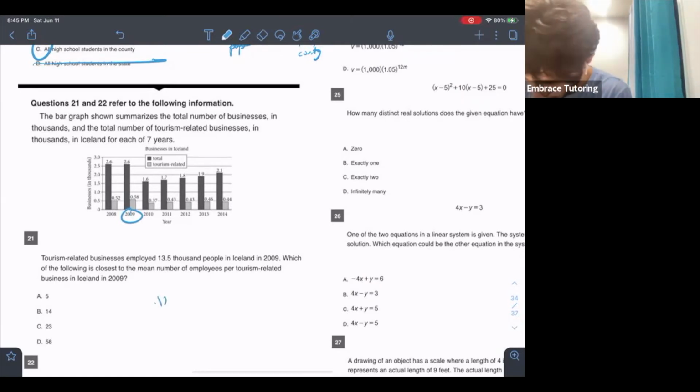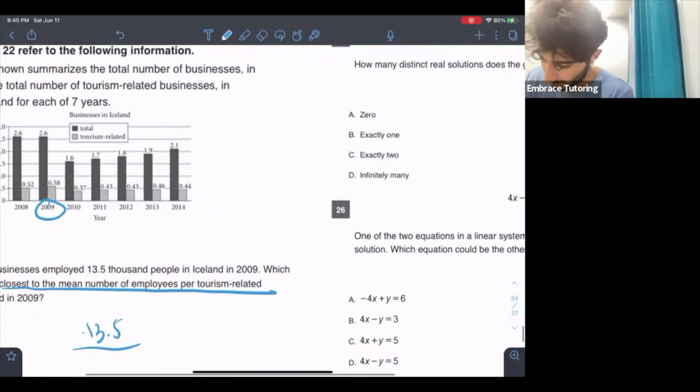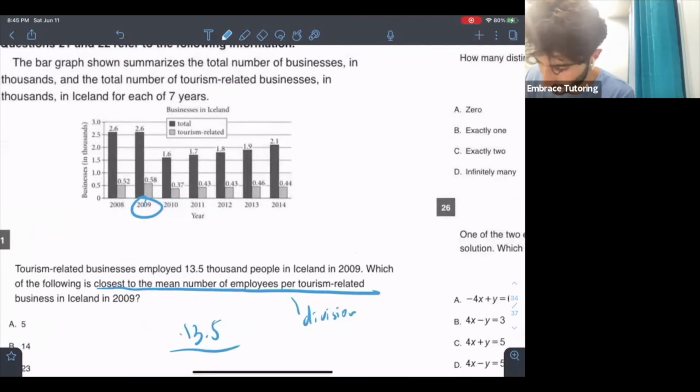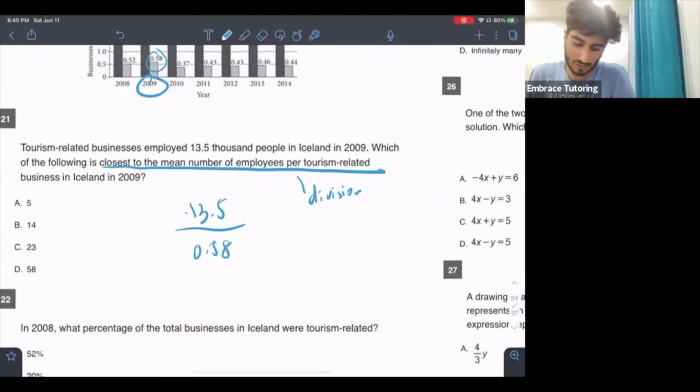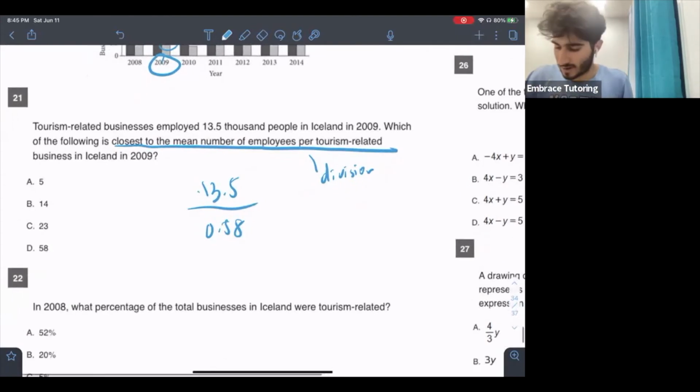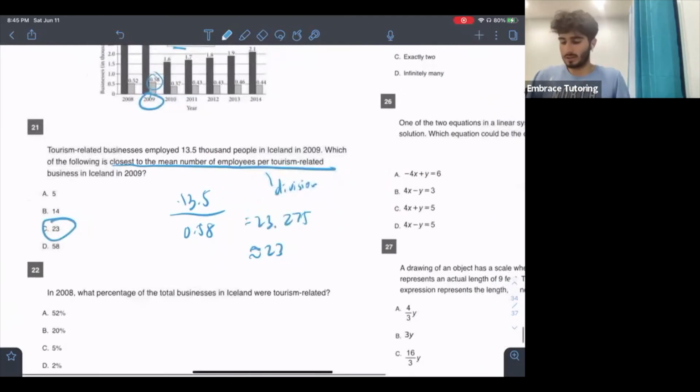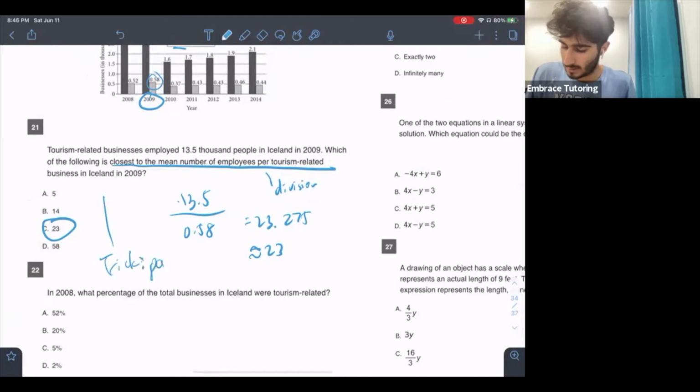So they give you 13.5 thousand people in 2009, and then they ask for the closest mean number of employees per tourism-related business. Per means division. The number of tourism-related businesses in the graph is 0.58. So you would do 13.5 divided by 0.58, put that in your calculator, and you should get around 23.275, which rounds to 23. Choice C.